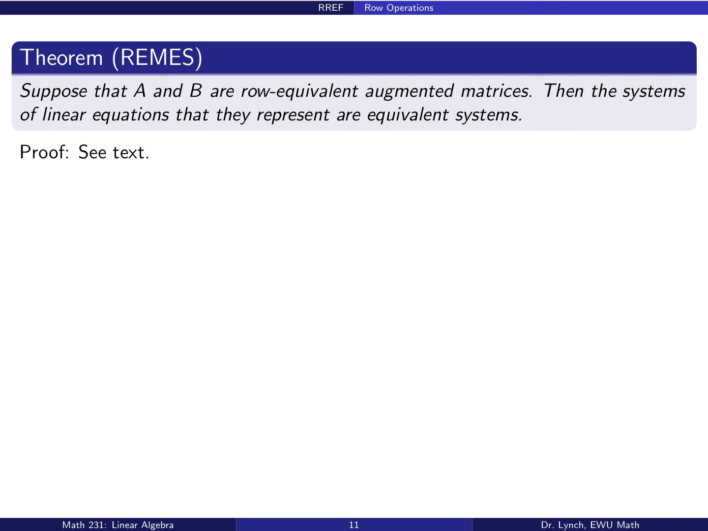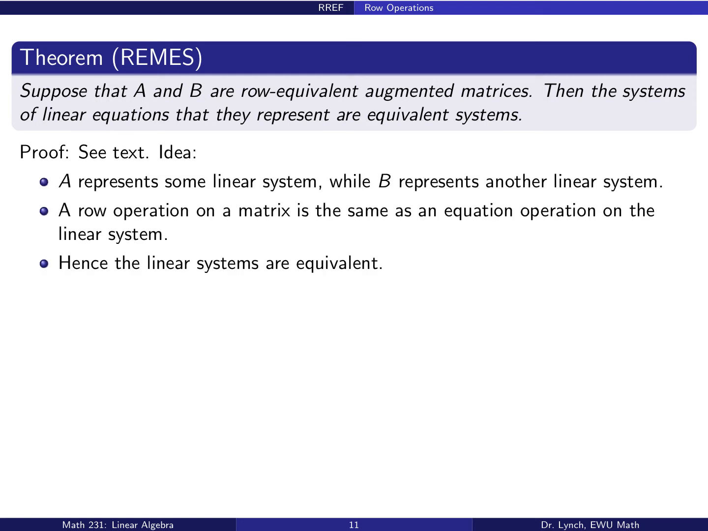The proof is in the text, but the idea of the proof is that if A represents some linear system and B represents another linear system, each row operation on the matrix is the same as an equation operation on the linear system, right? We know that equation operations don't change sets of solutions. So similarly, row operations on augmented matrices don't change sets of solutions.